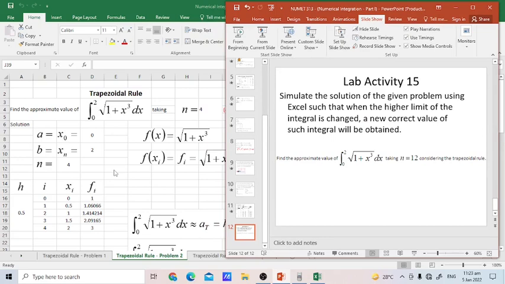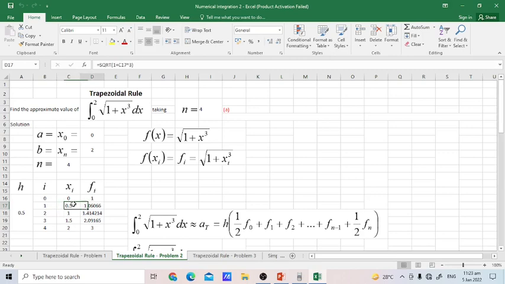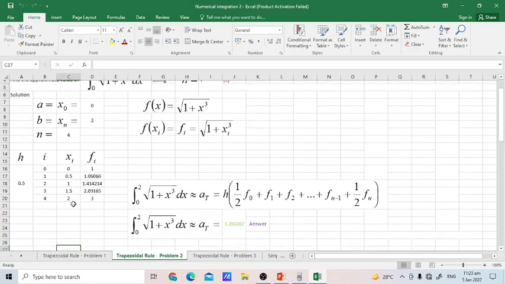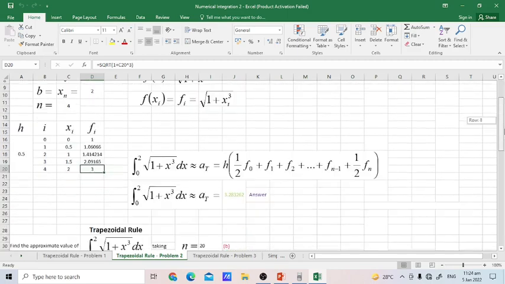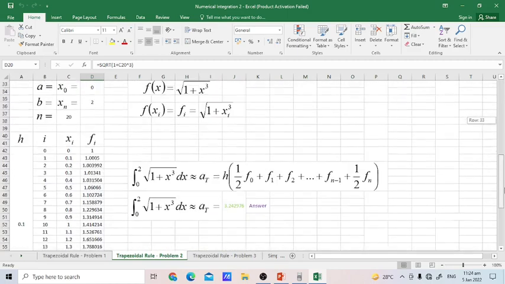So this is our given. Here n is 4, so you will make n 12. This is the h. Here I made n equals 4. In yours, you will make n equals 12. Then this is the answer using the trapezoidal rule: 3.283262. I hope you get it. So that is what you will do, class.